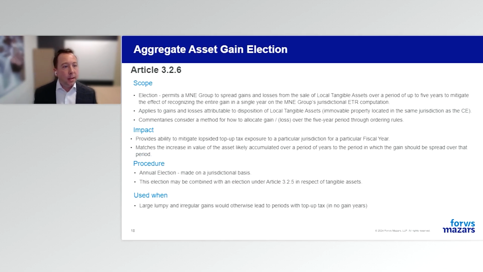The aggregate asset gain election is an election that permits multinational enterprise groups to spread the gain or loss from the sale of tangible assets over a 5-year period. This is really to mitigate the impact of a large gain in one year on an ETR computation. So spreading this gain over a 5-year period may be helpful in that sense. And we use the very technical term here on when to use this: large, lumpy, irregular gains. That's when you may want to consider this election.